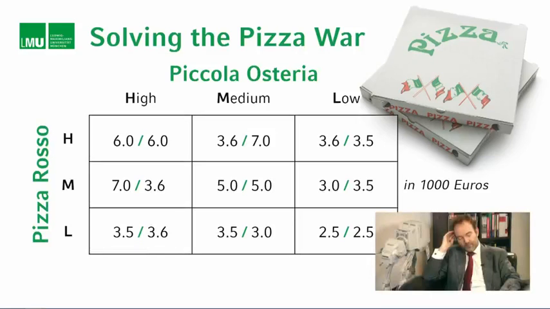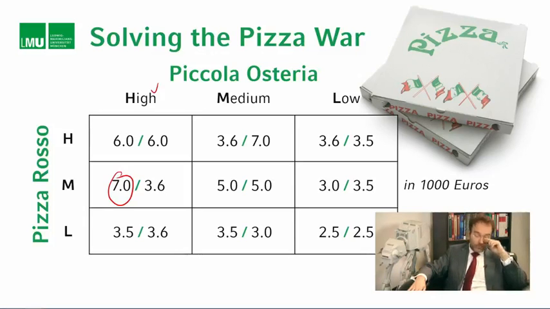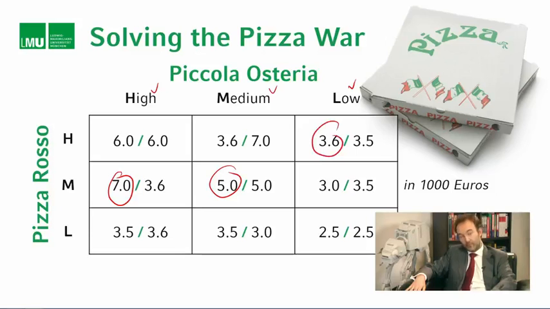So if Piccolo Osteria would charge a high price, okay, we're here. Pizza Rosso can choose a high price and get 6, a medium price get 7, and a low price and get 3.5. So the best strategy here would be a medium price. If Piccolo Osteria chooses a medium price, then the best response, the best strategy that Pizza Rosso can choose, is to choose a medium price again. If the Piccolo Osteria chooses a low price, the best strategy by Pizza Rosso is actually to choose a high price, right? 3.6 versus 3 versus 2.5.